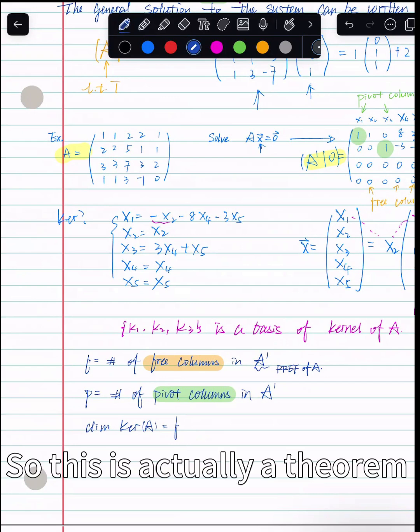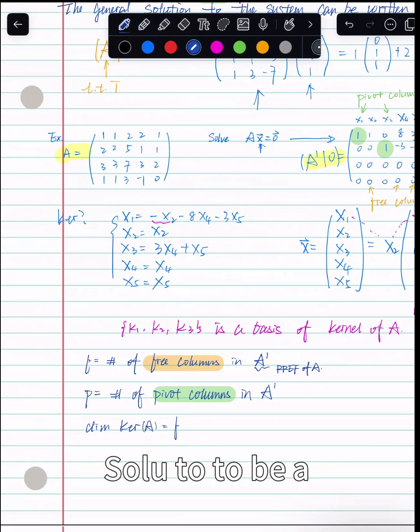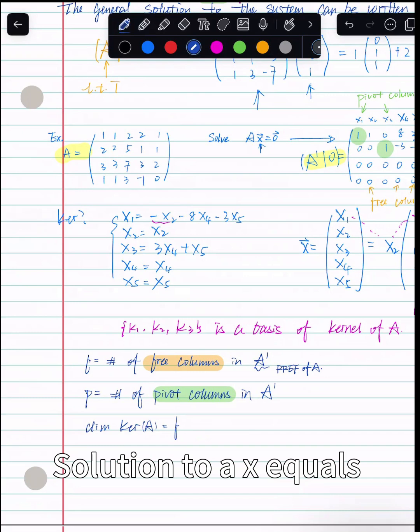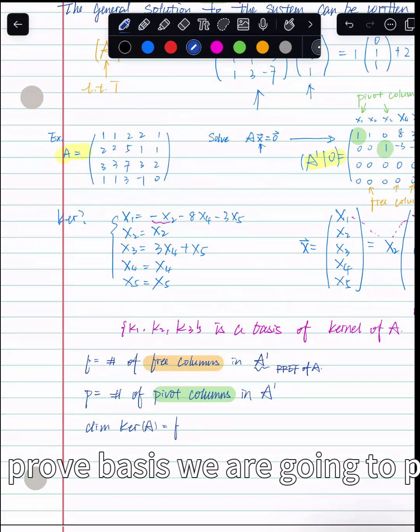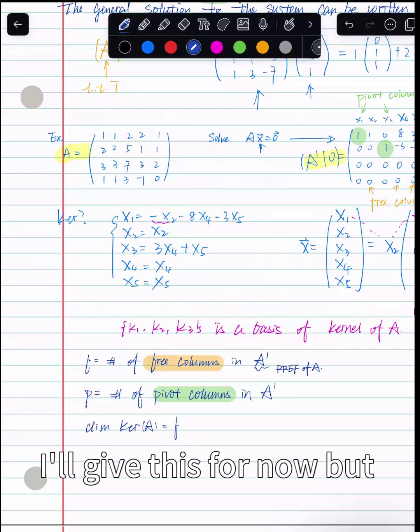So this is actually a theorem saying the vectors k1 through kf corresponding to the free variables, which are solutions to Ax equals 0, are a basis of kernel A. And again, to prove a basis, we're going to prove the span and linear independence. I'll skip this for now.